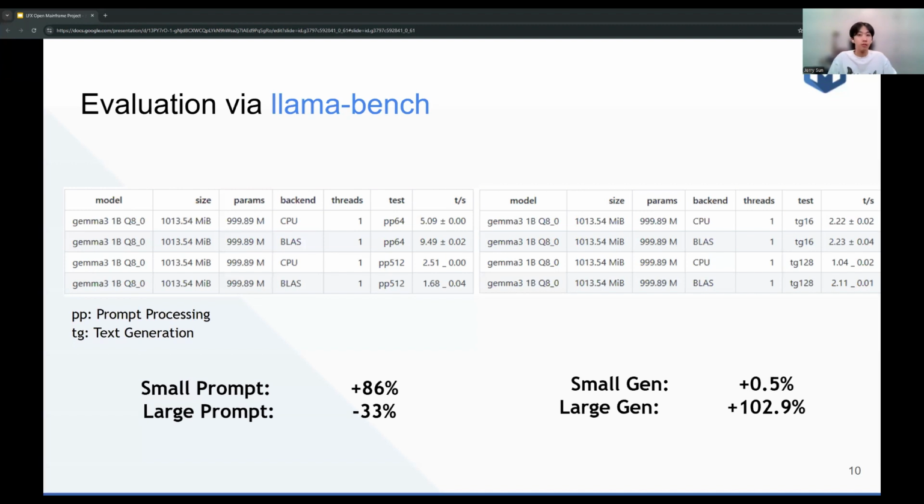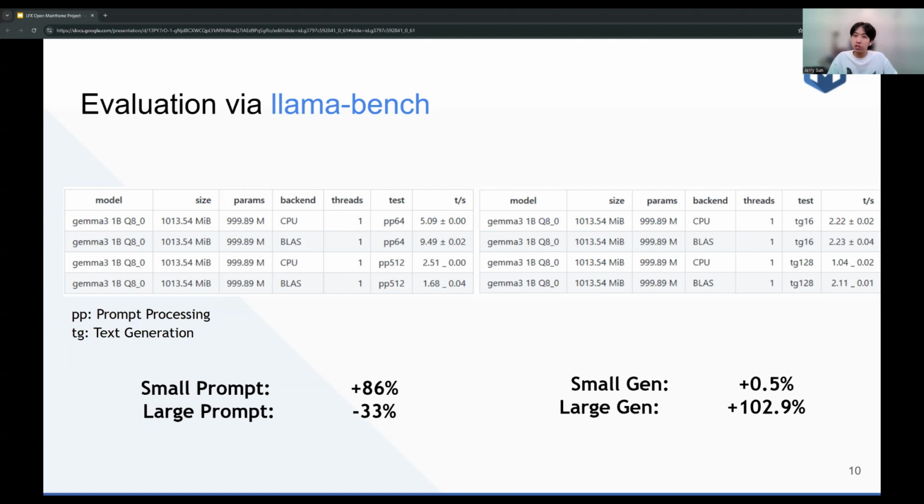So these evaluation results are from the Gamma 3 1B models, and we will be comparing the performance between a plain CPU execution and plus optimized execution. So we tested both with different benchmarks. This includes PP64, PP512, TG16, and TG128, where PP stands for prompt processing and TG stands for text generation.